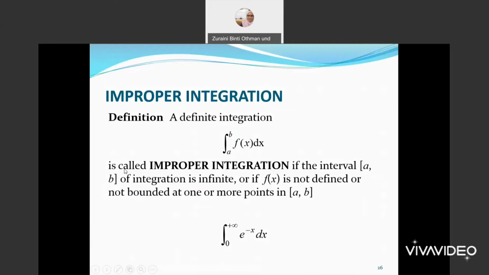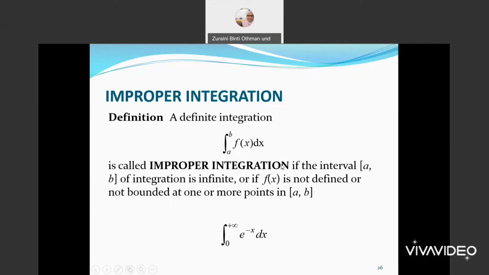Okay, then it's called improper integration if the interval AB of integration is infinite. Improper is when this interval is not AB, meaning not 2 and 3 for example, not 1 and 3, but one of the interval A or B is infinite, which is infinity. This is either negative or positive infinity.